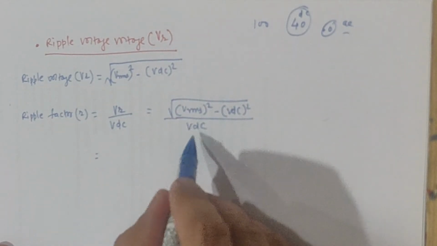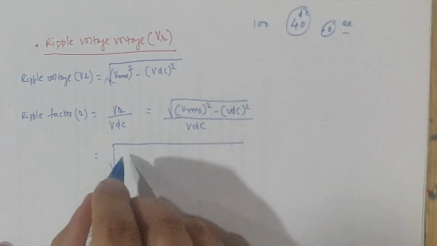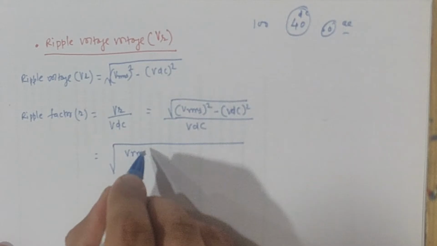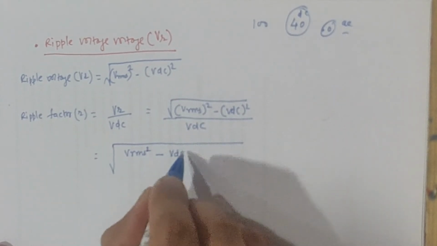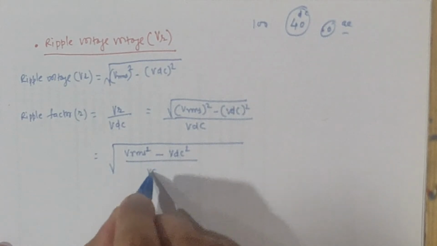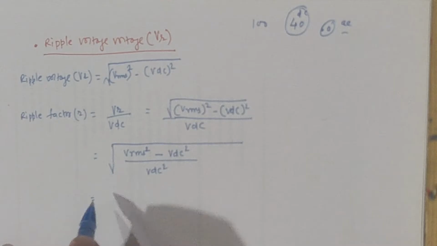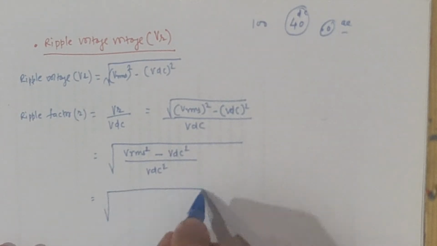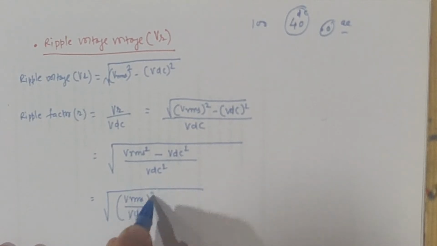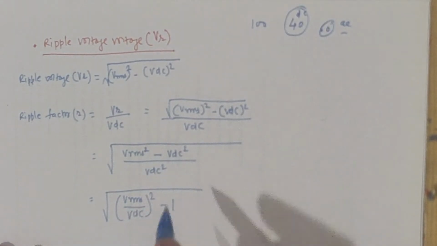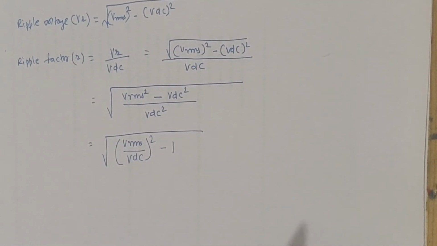Now if I put the VDC inside the root, I need to take the square of it, right? So it will be VRMS square minus VDC square upon VDC square, because I have taken VDC inside the root sign. Now that will give me the value VRMS upon VDC whole square minus 1. Why? Because VDC square upon VDC square will be 1. So this is what I have got.